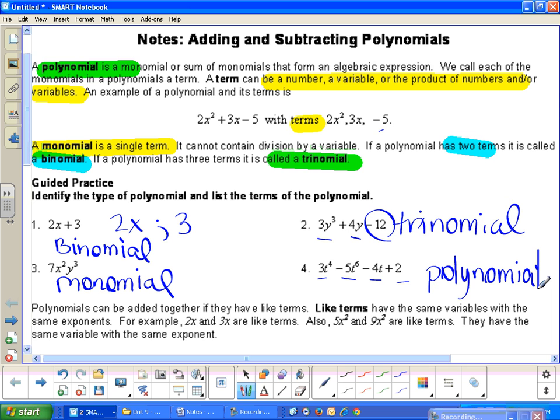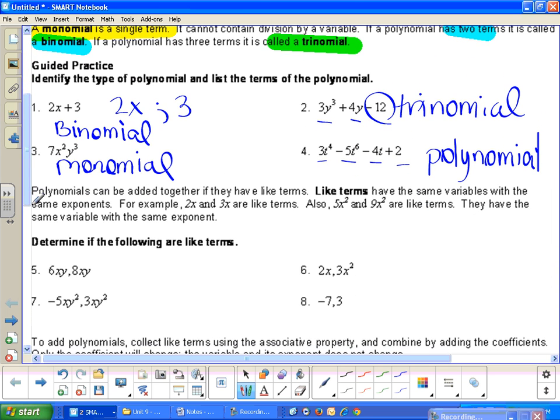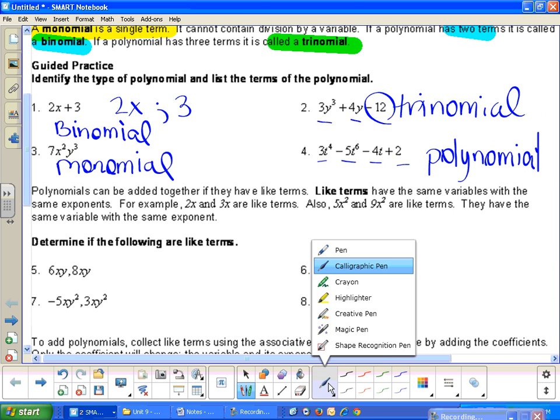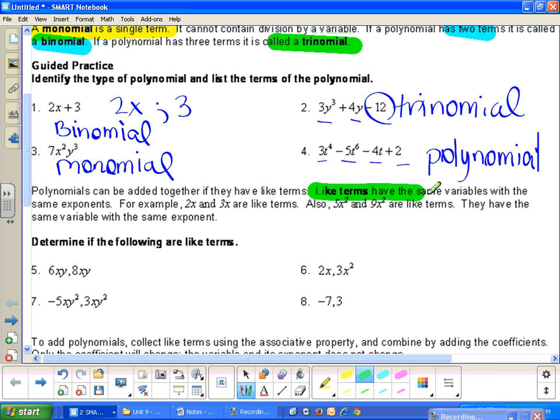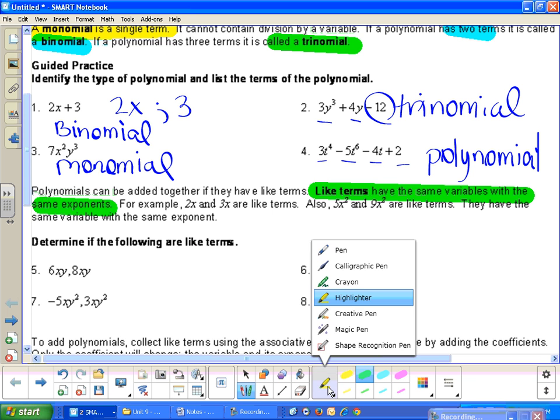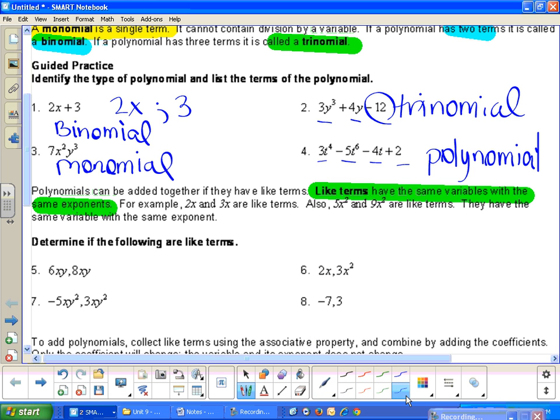Okay, we've done this part before. Like terms. Remember when we talked about like terms before? They have the same variable with the same exponents. For example, 2x and 3x are like terms. 5x squared and 9x squared are like terms. They have the same variable with the same exponents. So we're going to look at which ones are like terms here. They have to have the same exact letters. It doesn't matter about the number in front. That's a coefficient. We can only combine them if these are the same.